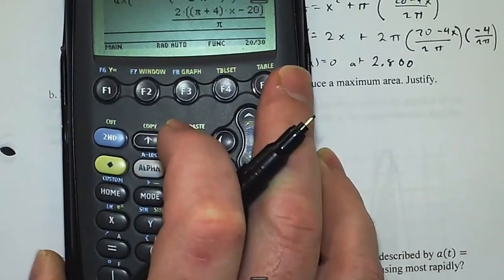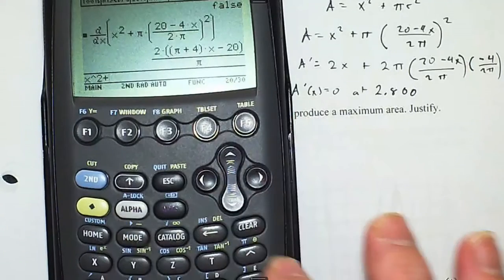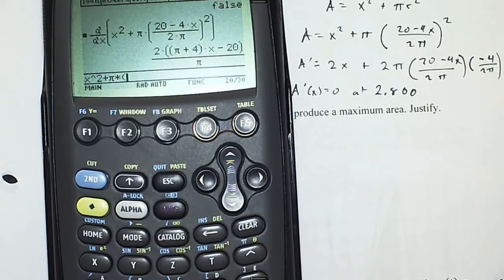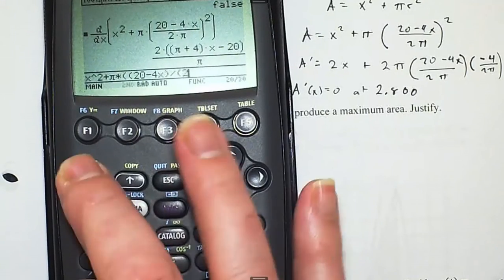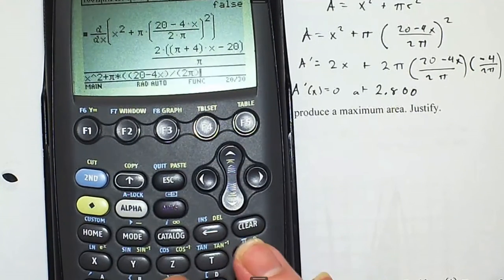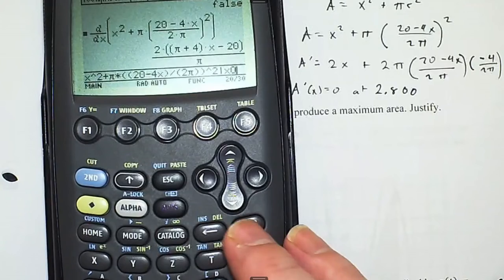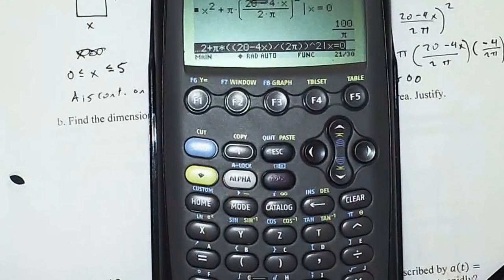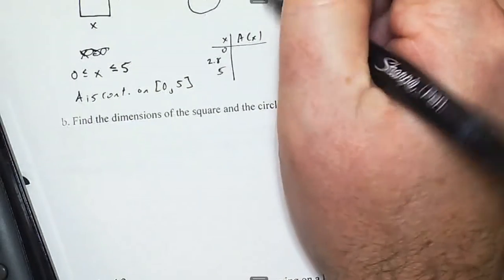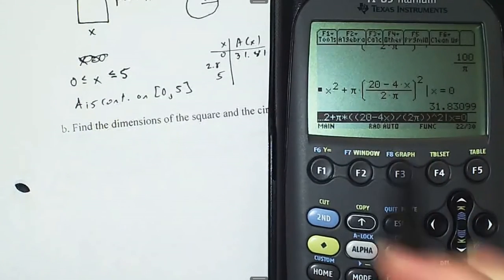So my area function is x squared plus pi times (20 minus 4x) divided by 2 pi, squared, such that x equals 0. So the first answer is, well, let's get a decimal, 31.831. Make sure you check the pretty print that it looks correct.